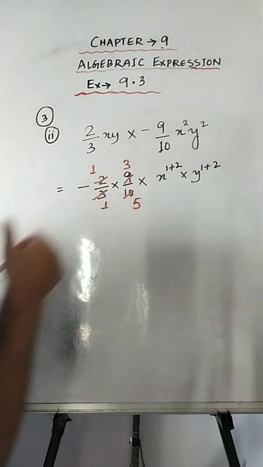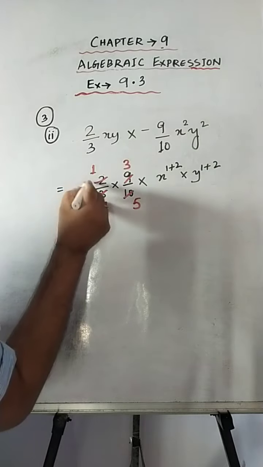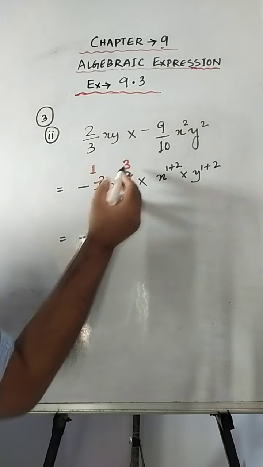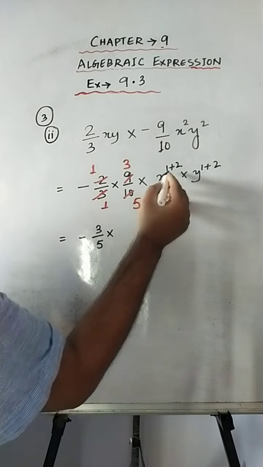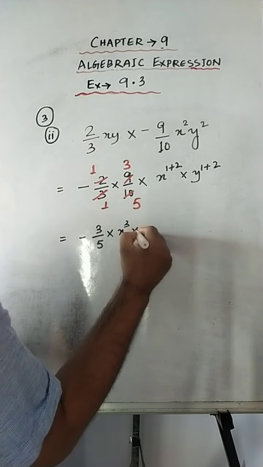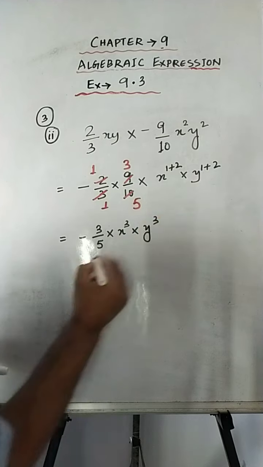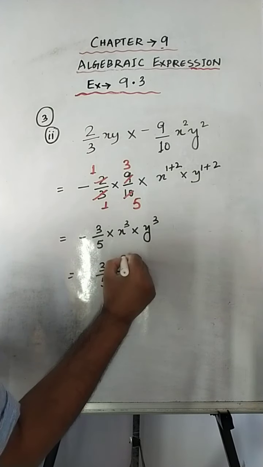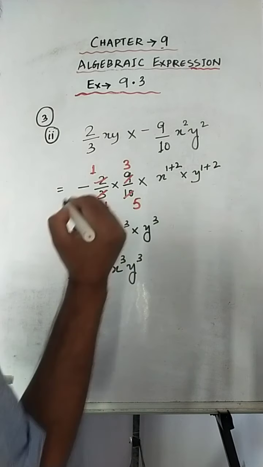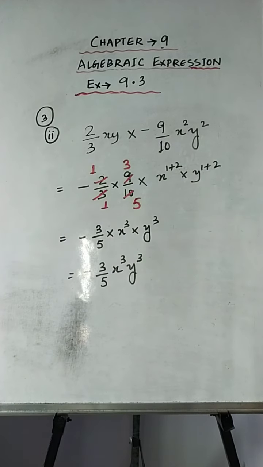So in the numerator we have 3, but before that we write the sign, minus. So 1 3s are 3 and 1 5s is 5, into x to the power 3 and y to the power 3, that is y cube. Your final answer will look like minus 3 by 5 x cube y cube. So this is the solution of sum number 2 of question number 3. Now let's move on to sum number 3.